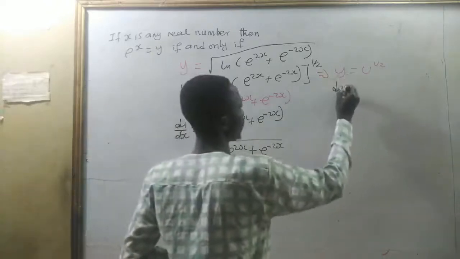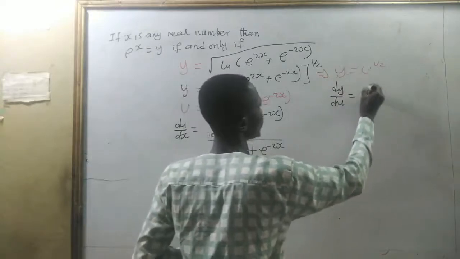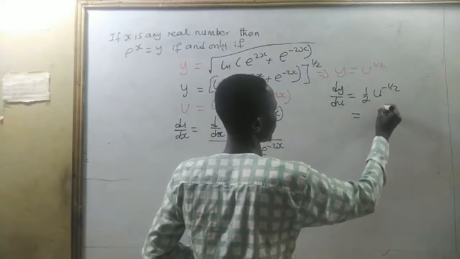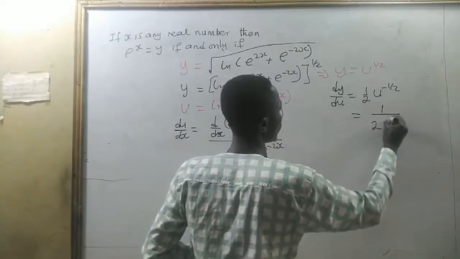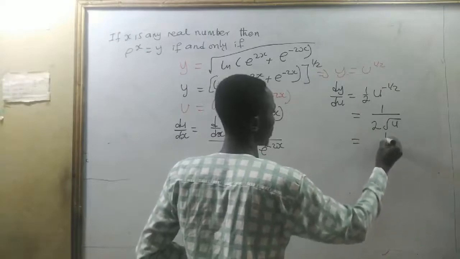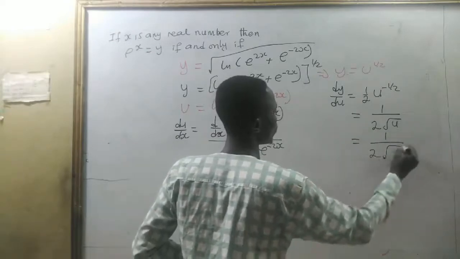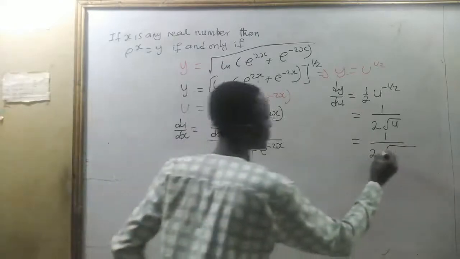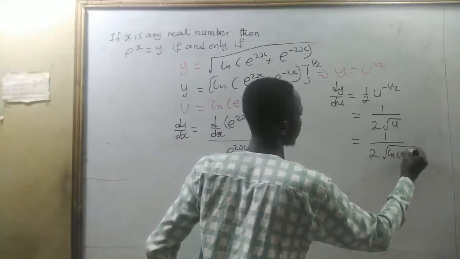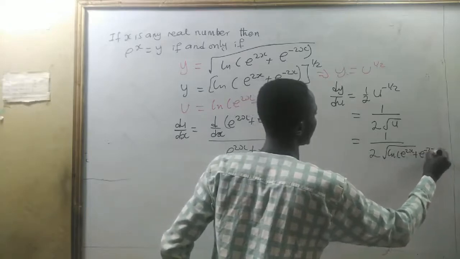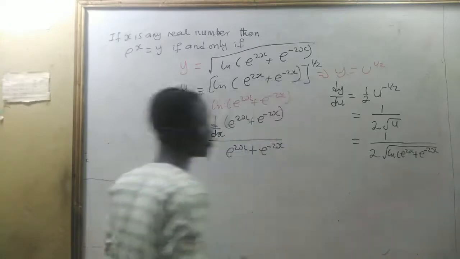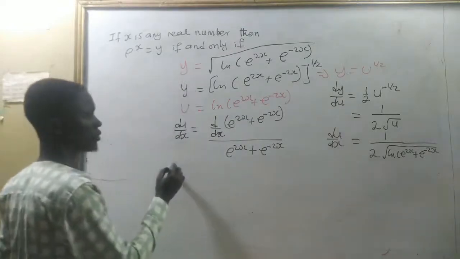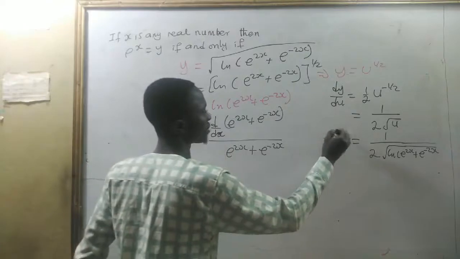And here, the derivative of y with respect to u is equal to half of u to the power negative half. And this will give us 1 divided by 2 square root of u. And what is u? u is ln of bracket e to the power 2x plus e to the power negative 2x. Very simple as that, as our dy/du.